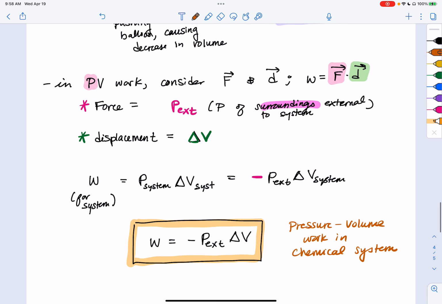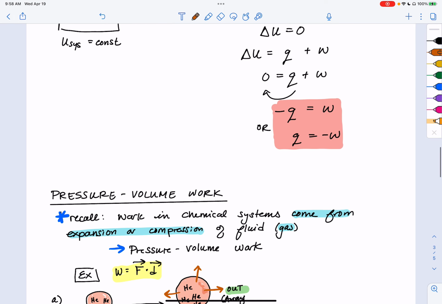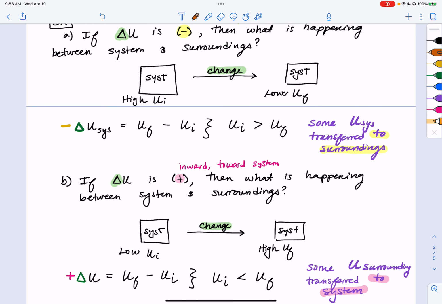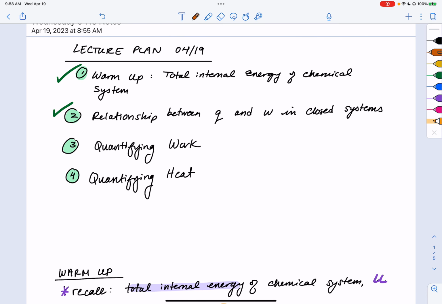Okay, I'm going to break this section up into two parts. I do want to do a little practice example where we look at how we can now use this equation, where we quantify work, to actually calculate work. So let's take this section 3 and split it up into another part. Let's do a little example, and then we'll move on into quantifying heat.